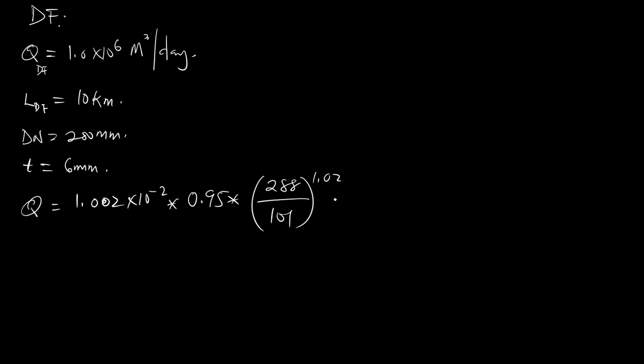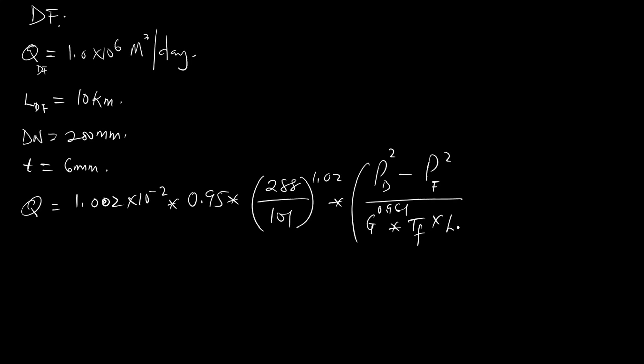1.02 times the pressure at D square minus the pressure at F square, divided by G raised to power 0.961 times TF times the length of what? DF times Z, all raised to power 0.51 times the diameter.